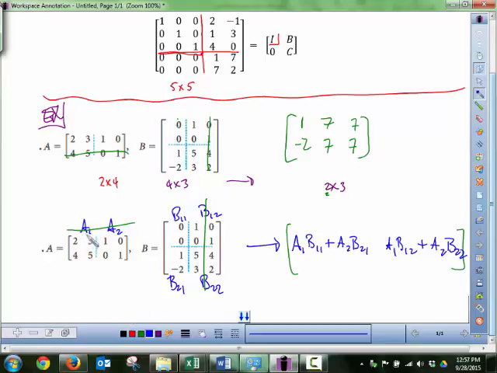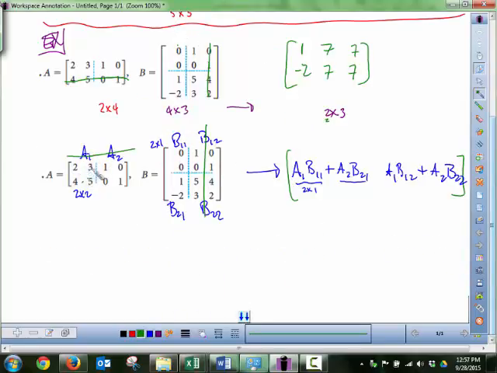So we have A1, which is a 2 by 2, and B11, which is a 2 by 1. So what would we expect this to be when we do the multiplication? It's a 2 by 1, right? So this better be the same size, a 2 by 1. So let's do the multiplication.